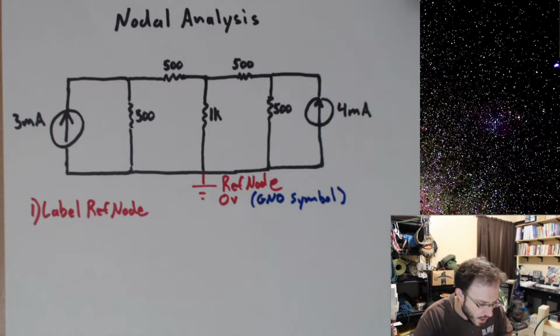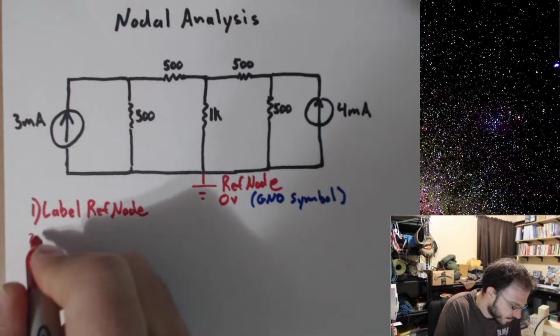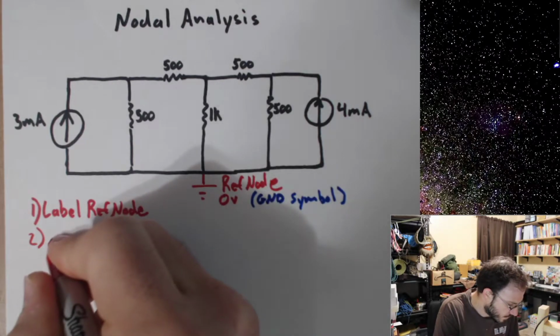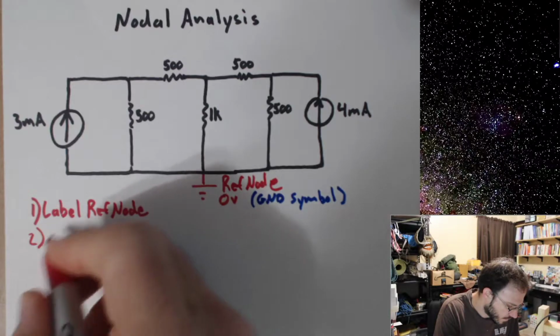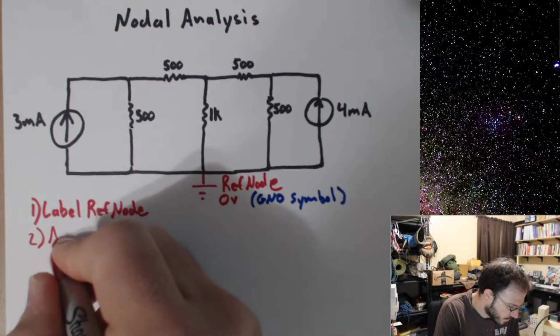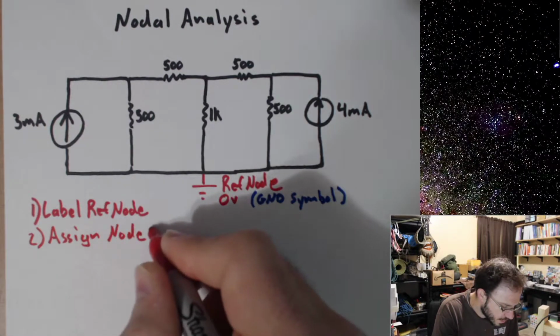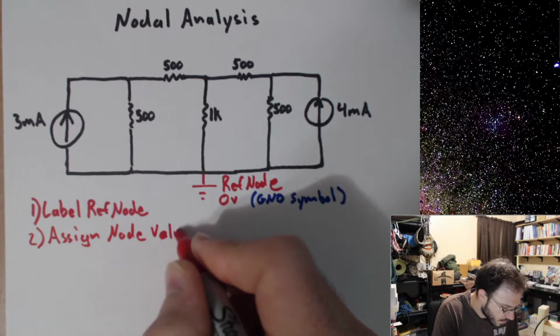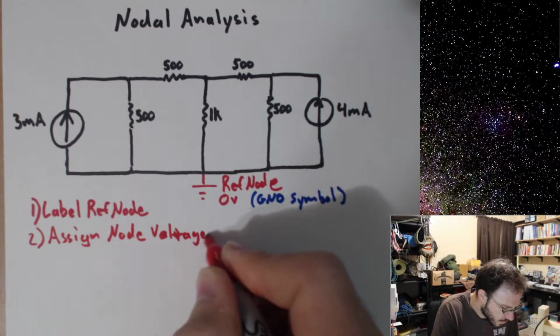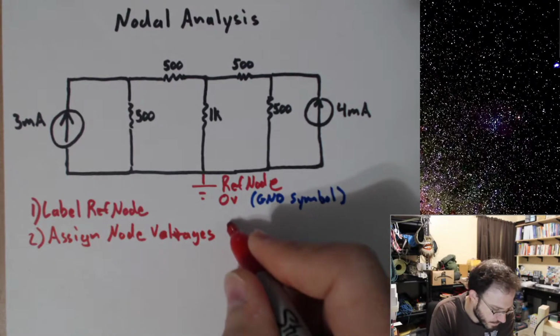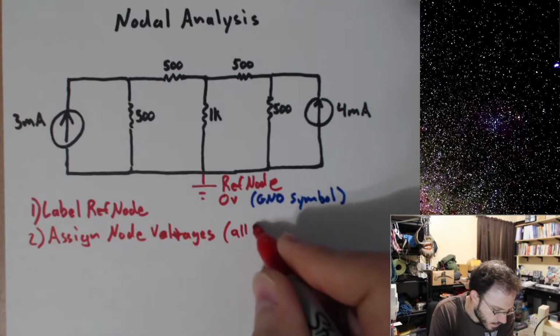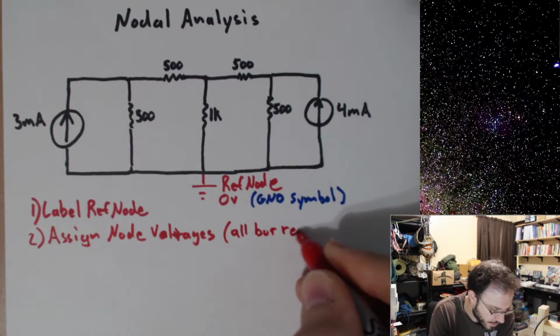So that ground symbol might be a little new. Now that gets done with our first step. Let's move on to our second step. Our second step is to assign node voltages, all of them but the reference node.